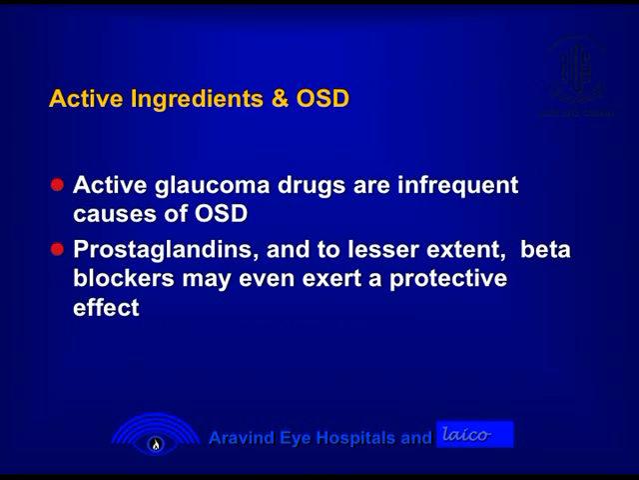Now, sometimes active ingredients are also incriminated in the pathogenesis of ocular surface disease, but the majority of evidence seems to support the hypothesis that it is the preservatives rather than the active ingredients which are the cause for ocular surface symptoms. And sometimes active ingredients like beta blockers and prostaglandins may even be protective against ocular surface disease symptoms. And this has been proved by the fact that preservative-free glaucoma medications have seemed to cause less ocular surface disease than preservatives like BAK alone.